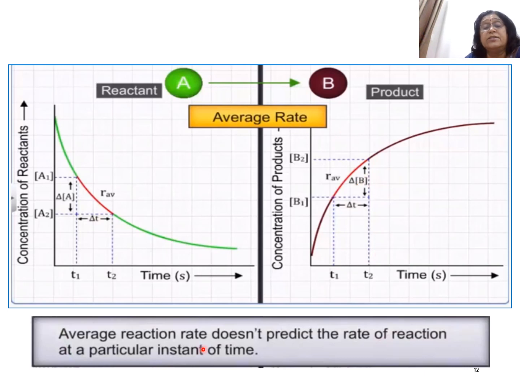Average rate doesn't predict the rate at a particular instant. That means from the average you come to know only the average rate of reaction. But if you have to know the rate of reaction at a particular instant of time, you have to find out the instantaneous rate.